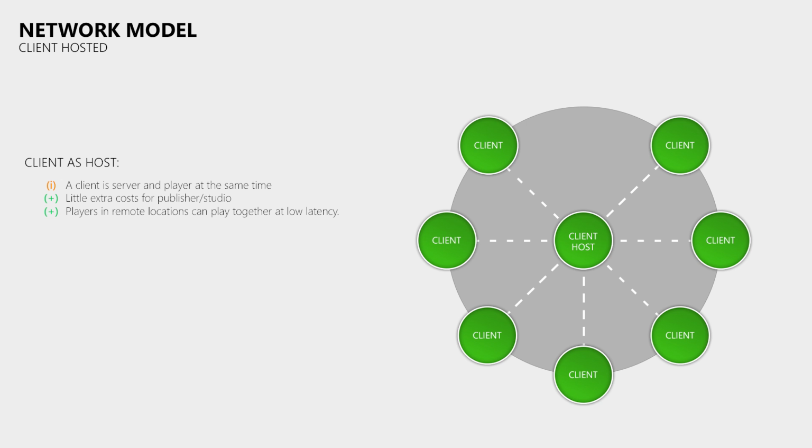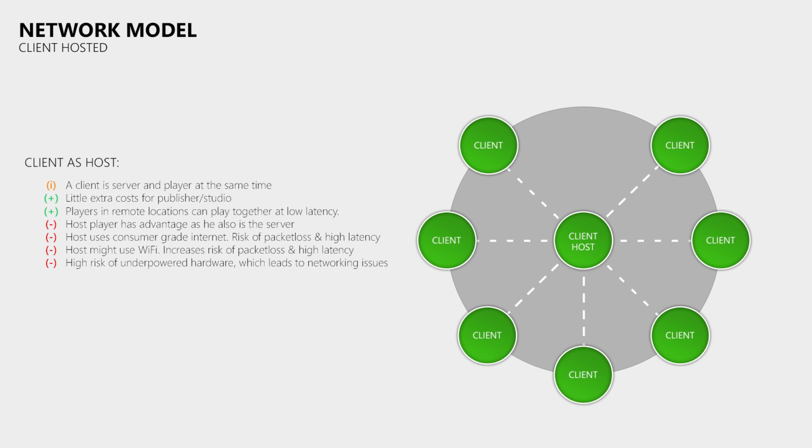The downside is that the player who is also the server gets an advantage, because he has zero lag, which means that he will see you before you see him, and he can fire at you before you can fire at him. Then we also have the problem that all players connect to the host through his consumer-grade internet connection, and in the worst case he could even use Wi-Fi locally. This frequently results in a lot of lag, packet loss, rubber banding, and an unreliable hit registration.